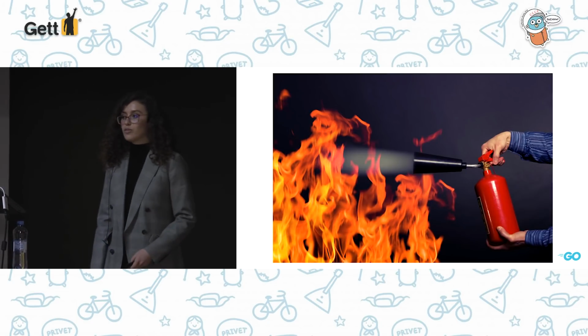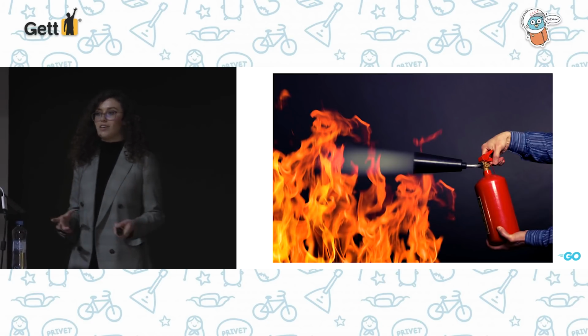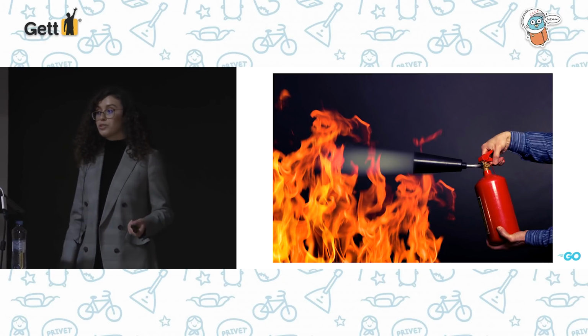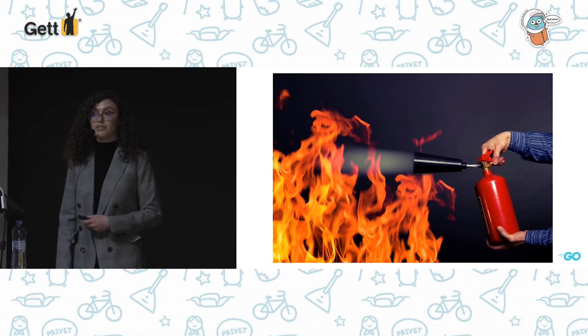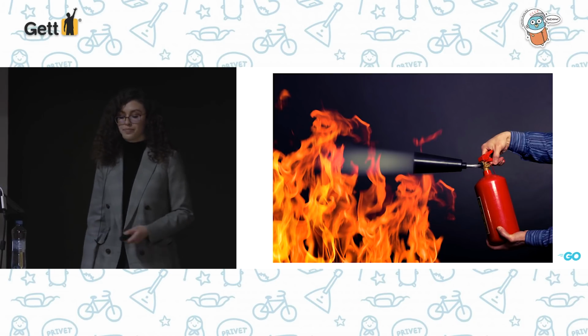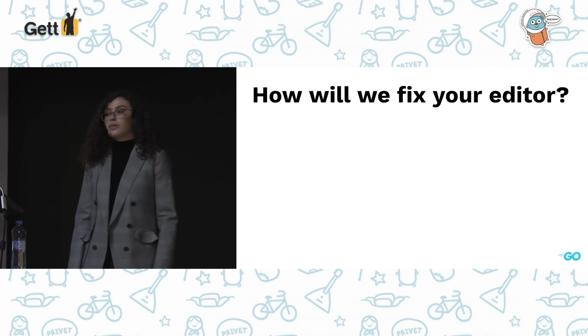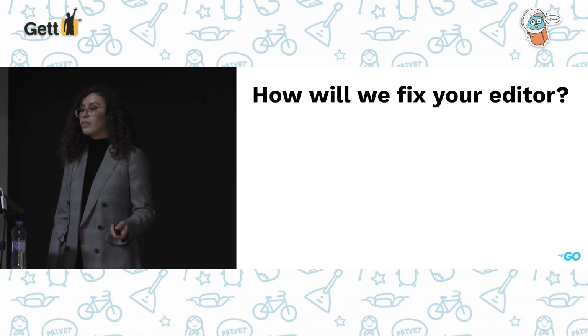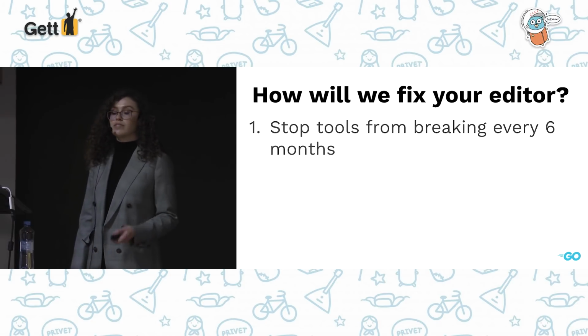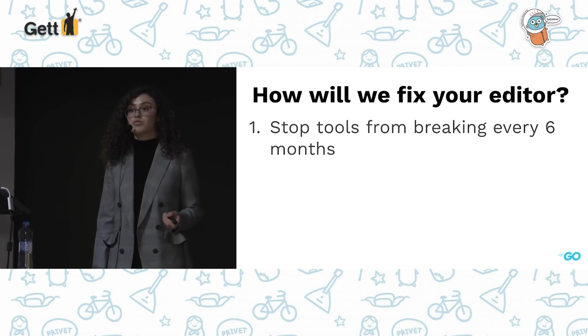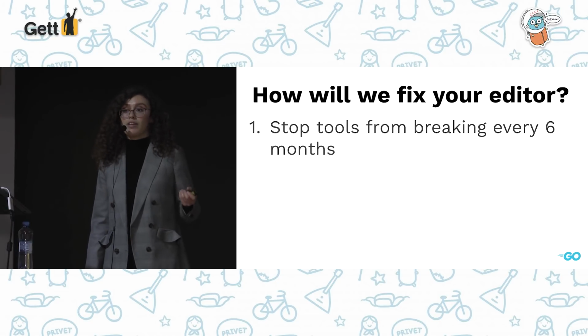So I think now we've discussed all of our many problems, and it's time to start coming up with some solutions. So I've shown you all of the different ways that your editor isn't working, so it's time to fix it. And how will we do that? Well, the first thing we have to do is fix that issue that we saw with Go code. We need to stop Go releases from breaking tools every 6 months.